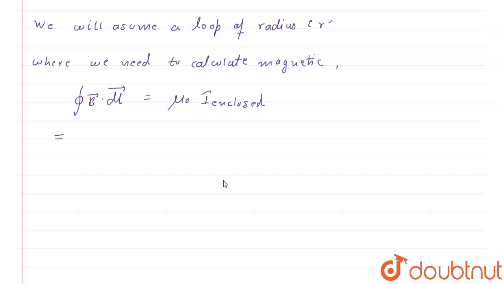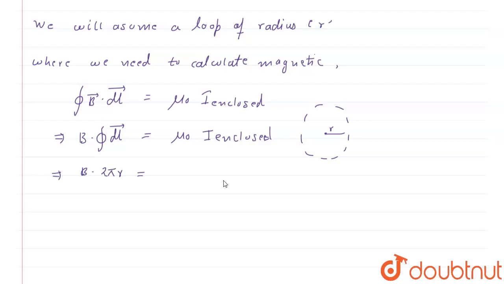Now the magnetic field is not going to be integrated, so we will take the magnetic field outside and integrate dl only, equal to mu naught times current enclosed. As we are using a circular loop of radius r, the total length of this loop is its circumference, 2 pi r, so B times 2 pi r equals mu naught times current enclosed. This is our equation number 1.